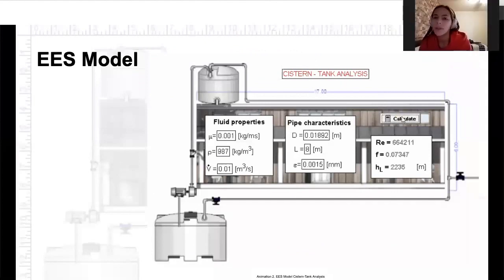And this is our EASE model. So with this model, the user is able to modify even the fluid properties or the pipe characteristics. In the fluid properties, he can give the program the density, the viscosity, or the volumetric flow, or he can modify the pipe diameter, the pipe length, and the roughness of the material. The calculated values are the Reynolds number, the friction factor, and the head loss of the system.